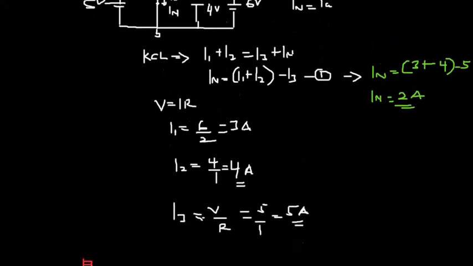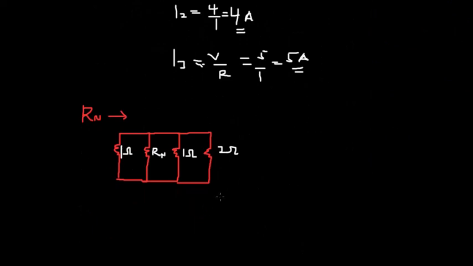Let's proceed. Now, in order to find our RN, you'll notice that the 1 ohm and 2 ohm are in parallel. Then when you find that, it will also be in parallel with this 1 ohm. Once you find that, you notice that it's also in parallel with this one. So this is how it will look like.